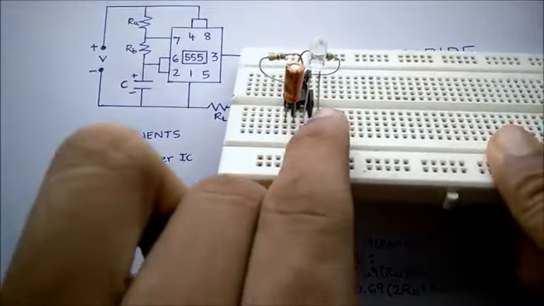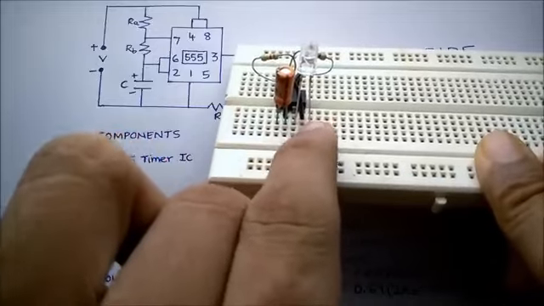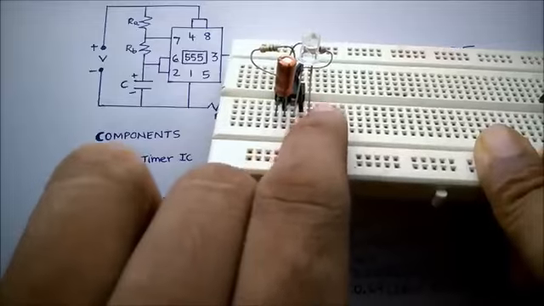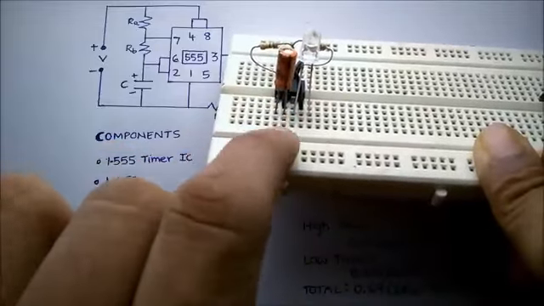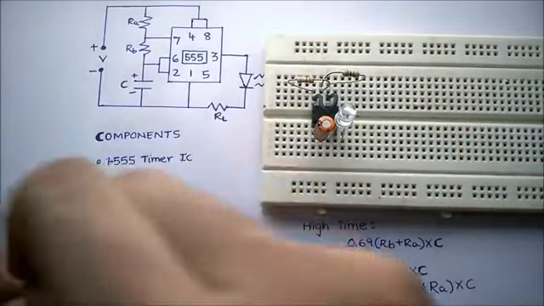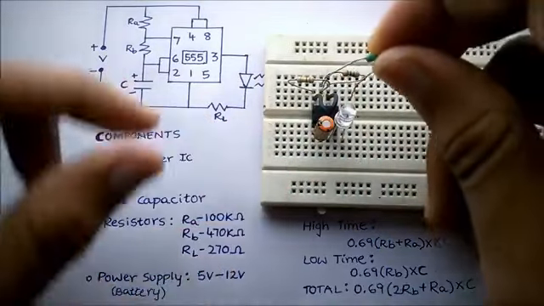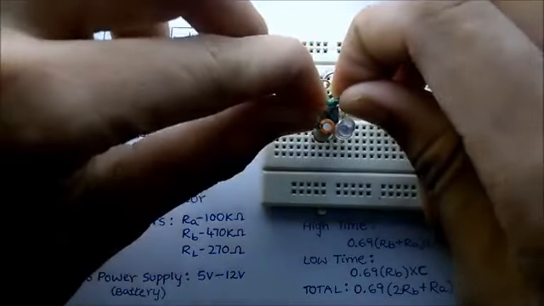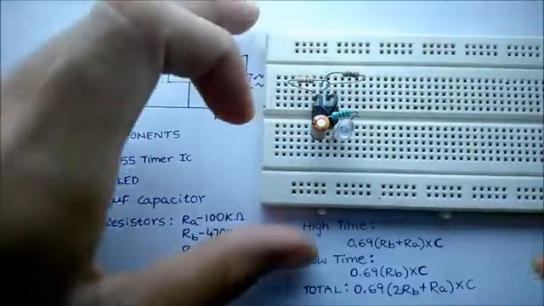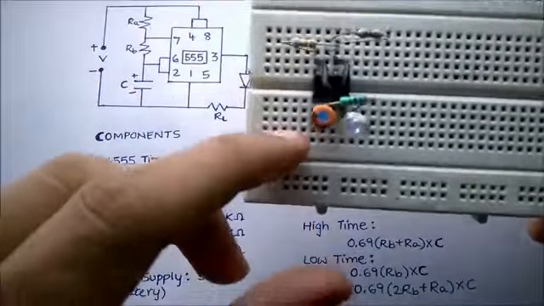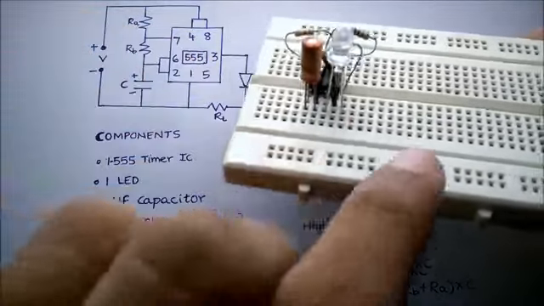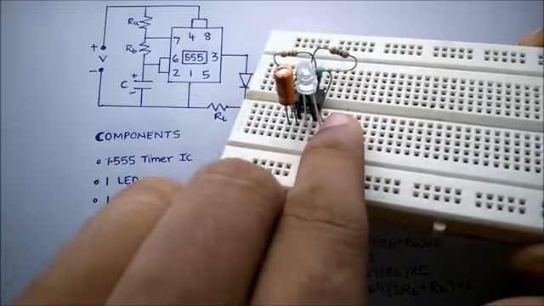The negative terminal of the LED, I am placing on the column next to the 4th terminal of the IC, so that I could connect the resistor from this column to the ground, that is pin number 1. Now I am connecting the resistor 270 ohms from pin number 1 of the IC to the negative of the LED.